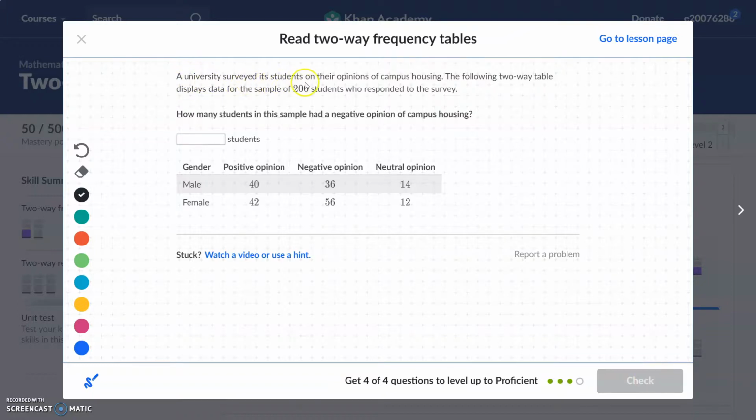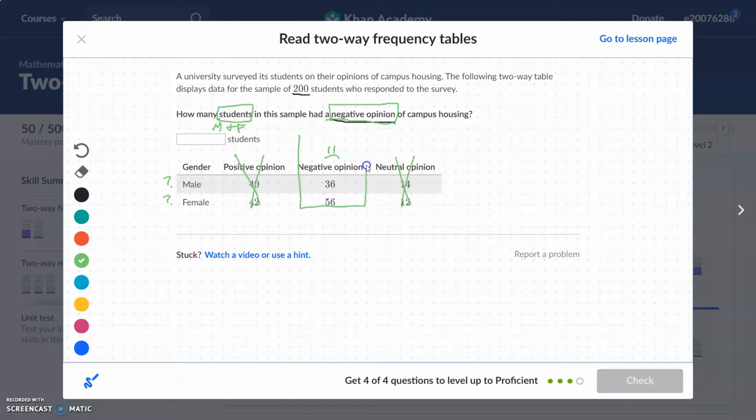A university surveyed its students on their opinions of campus housing. We have 200 students. How many students in the sample had a negative opinion of campus housing? So we've seen this table before, but this is a brand new question. Same table as like 2 questions ago. But we only have one piece of information here, negative opinion, right? It's not asking us about male or female. It just says students. So students is male and female. And we want only negative opinion. So we don't want anything about positive opinion. We don't want anything about neutral opinion.